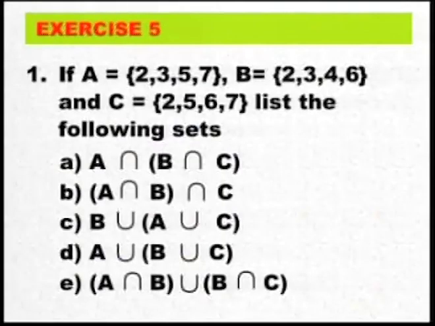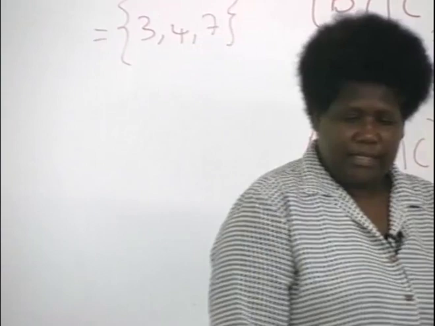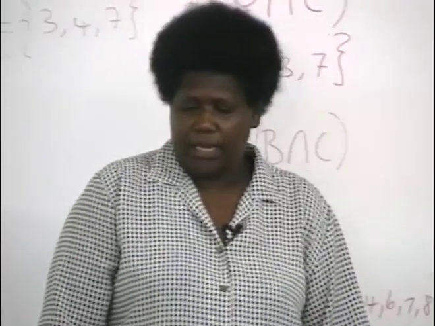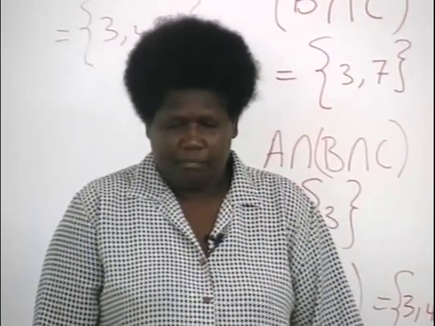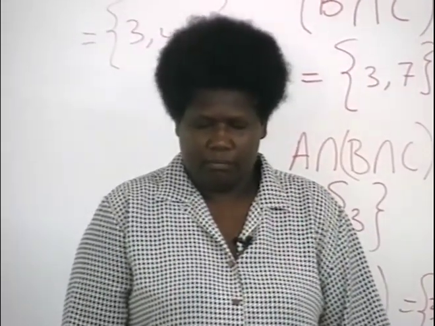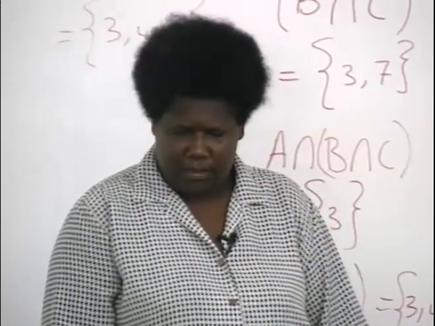Letter D, you finished letter D? Lester, give us the answer to letter D. 2, 3, 4, 5, 6, 7. Geno, letter E. 2, 3, and 6. A intersection B, union B intersection C: 2, 3, and 6.